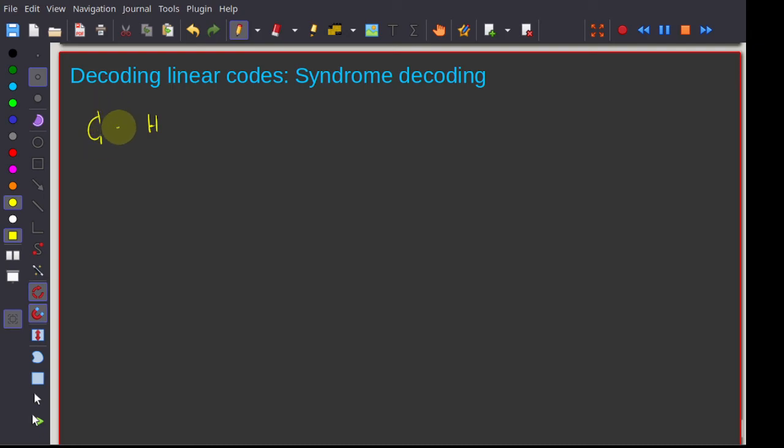What is the code equal to? The code can be written as the set of all vectors. So the code is basically the set of all vectors x in F^n such that H times x is equal to the zero vector.